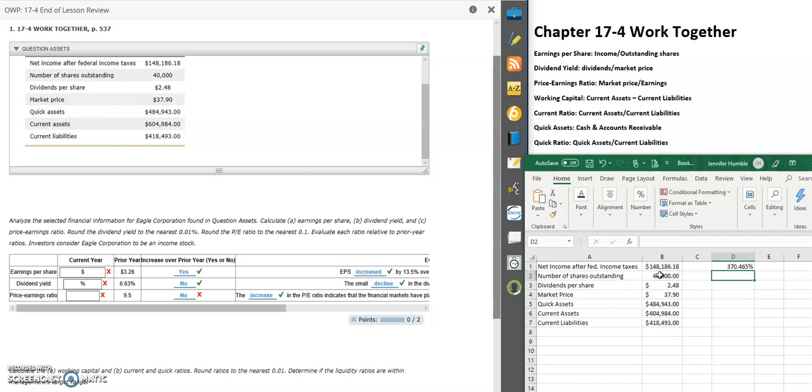When you hit enter, oh, I've got it set up to percent. It should not be percent. That should be money. So 370. And if I click right here, 370. All right. So $3.70 is our earnings for 40,000 shares. So 148,000 divided by 40,000. So if you owned a piece of this company, if you had a share, you would have made $3.70 for each one.